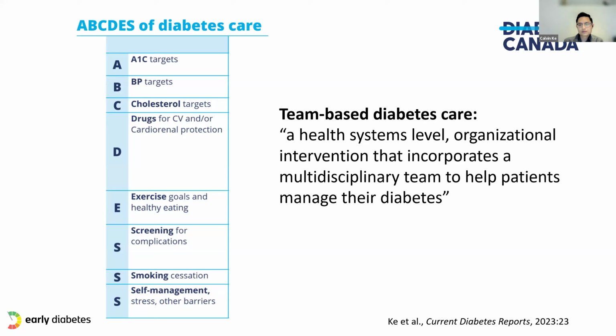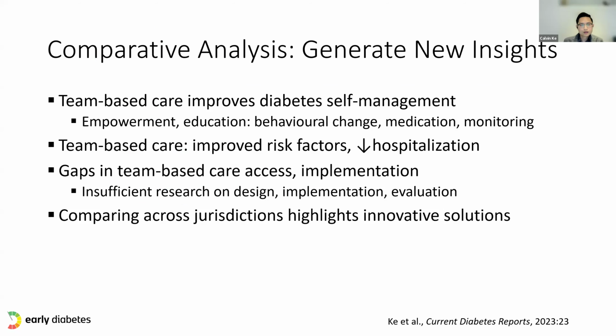And this is a health systems level, organizational intervention that incorporates team members, most commonly nurse educators, dietitian educators, but can also include other roles, including pharmacists, psychologists, social workers, and other people who work together along with physicians to help patients manage their diabetes in the most optimal way possible. And so there's good evidence that team-based care improves diabetes self-management alongside the ideals of empowering patients, educating them, and helping to promote behavioral change and taking medications. There's good evidence that this type of approach improves risk factor management and reduces hospitalizations.